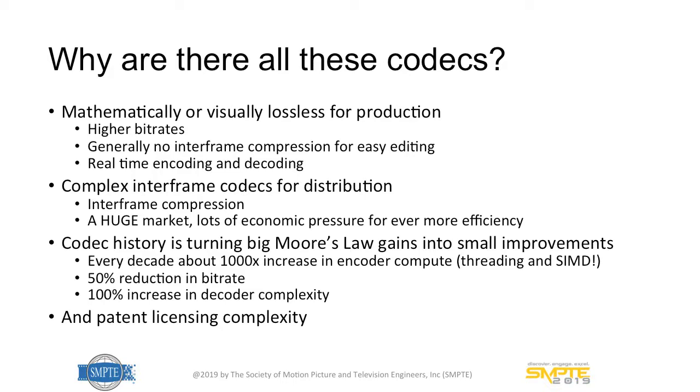And I'd say roughly, every decade for the customer we care about, we get about 1,000 times an increase in how much encode we can do, and we get maybe a 50% reduction in bit rate. But it's not a great ratio, so thank you to our wonderful fab engineers who are making the cost of transistors cheaper every year. Really pays off there. And we see about a doubling in decoder complexity. So essentially, 50% less and 100% more, that's half and double. So about the same thing there.